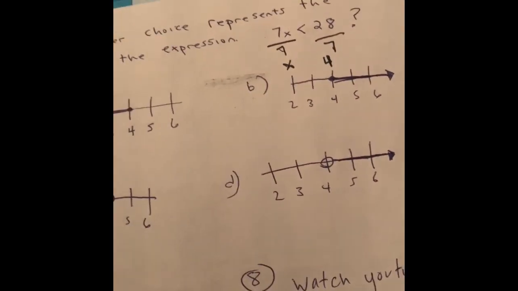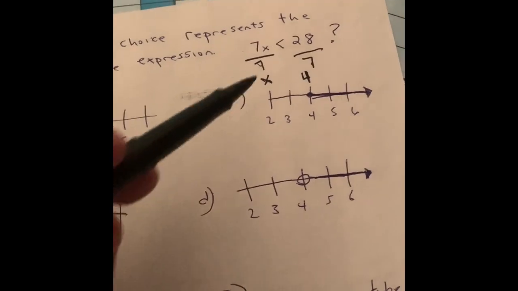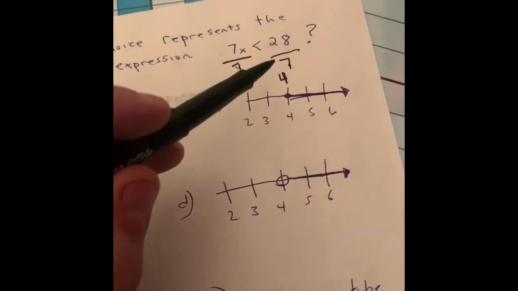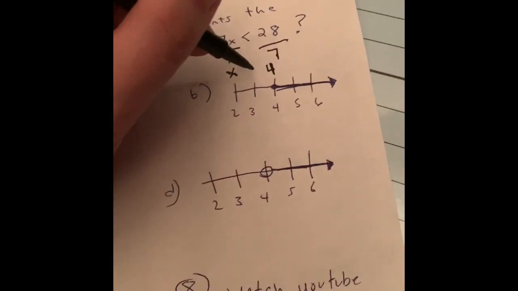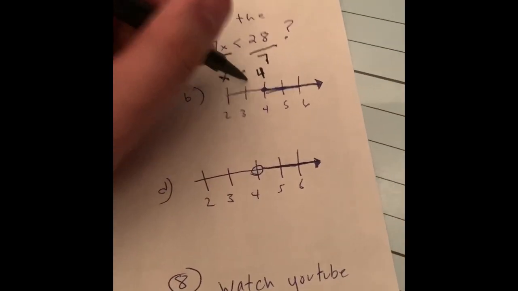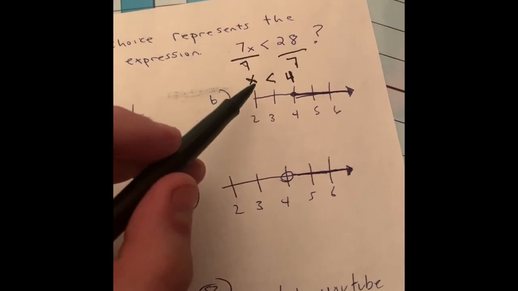Now, once again, the only reason we would flip the sign is if we divided or multiplied by a negative. In this case, the 7 is positive, so we don't need to flip the sign. So what we're left with is x is less than 4.